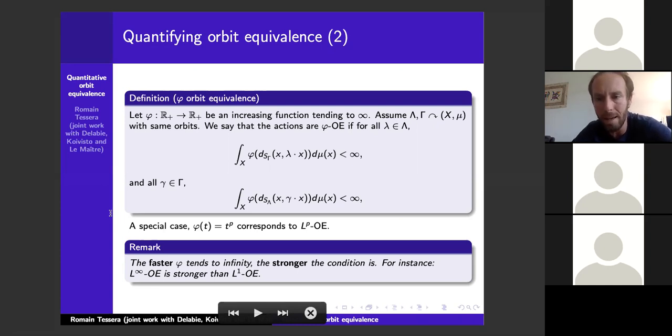So of course, the LP case that I defined before is a special case. It's only when you take t to the p for a function phi, okay? And again, we had that L infinity was stronger than L1, for instance, or LP was stronger than L1 if p was larger than 1. And here, what remains from that is that the faster phi tends to infinity, the stronger the condition. So exponential is very strong. It's stronger than LP for any p, except L infinity, of course. And logarithm would be very weak in a way, or iterated logarithm would be even weaker, and so on. Okay. So now we have a whole way to compare.